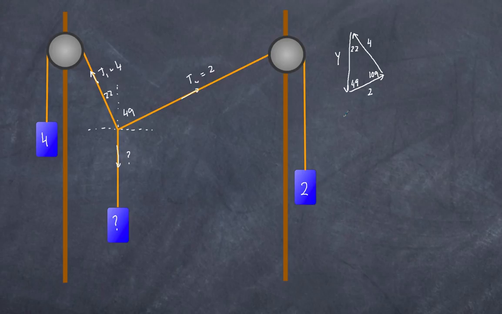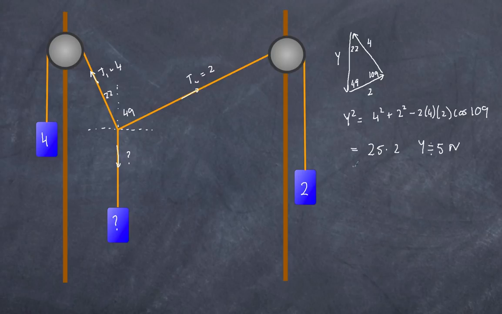So now you can see all I need to do is use the cosine rule. And when you calculate that out, you get 25.2, and therefore y is equal to the square root, which is approximately 5 newtons.